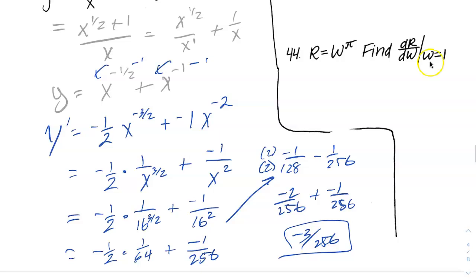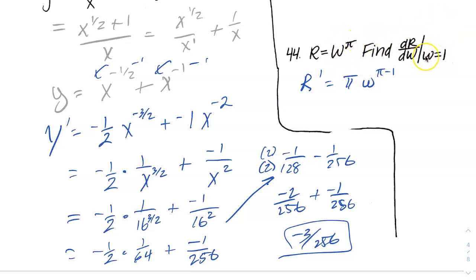Next one. R equals w to the pi, find dr/dw. So remember when you see this, the one on the bottom is a variable. That's like your x. My x here is like a w. So we're just taking a derivative of this guy. So bring the pi down, subtract 1 off. So r prime equals pi w to the pi minus 1. So just bring the pi down, subtract 1 off.